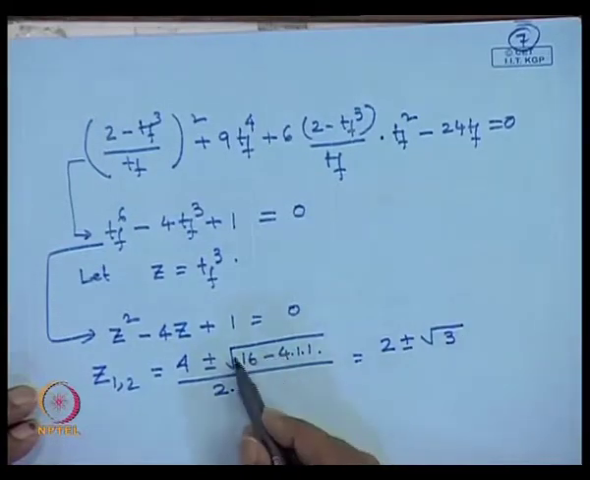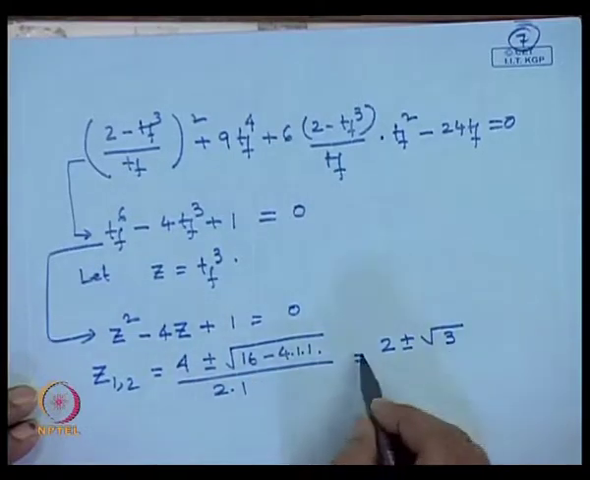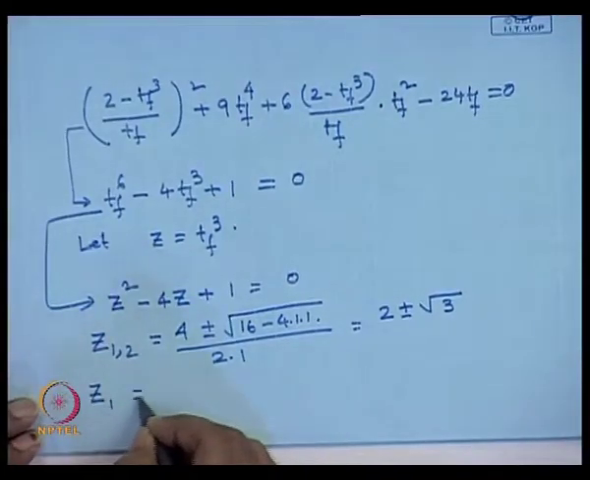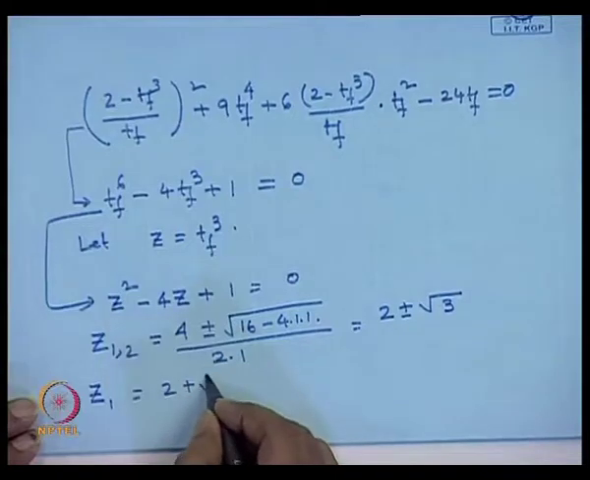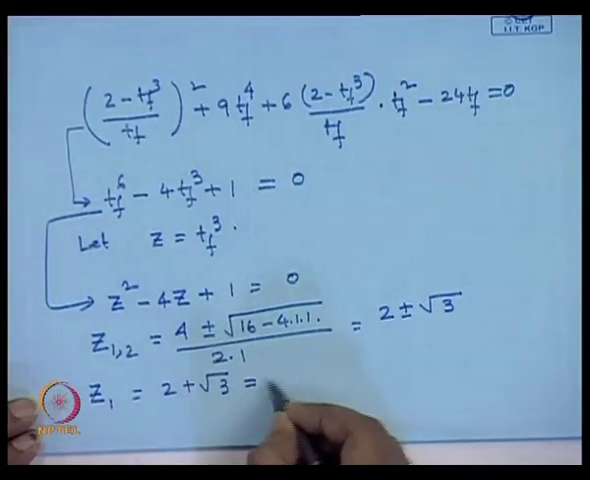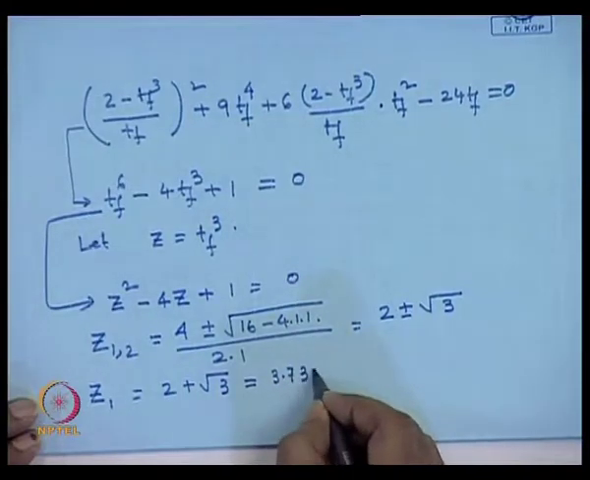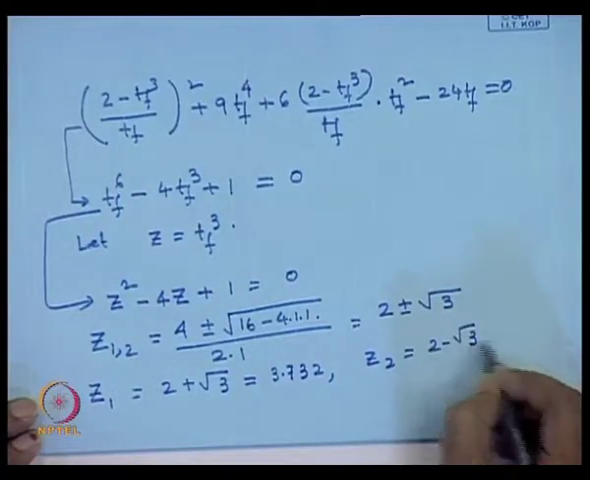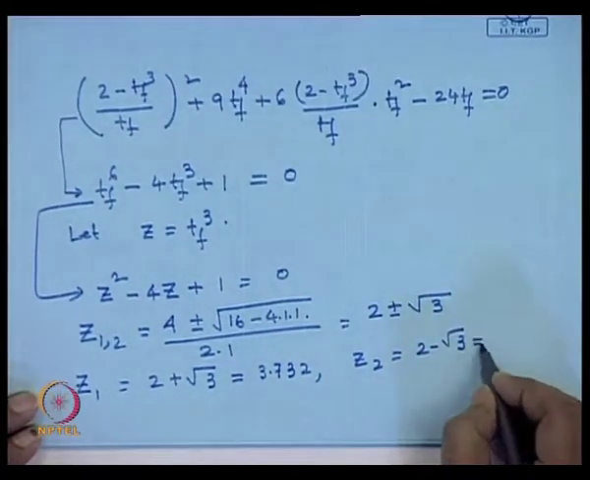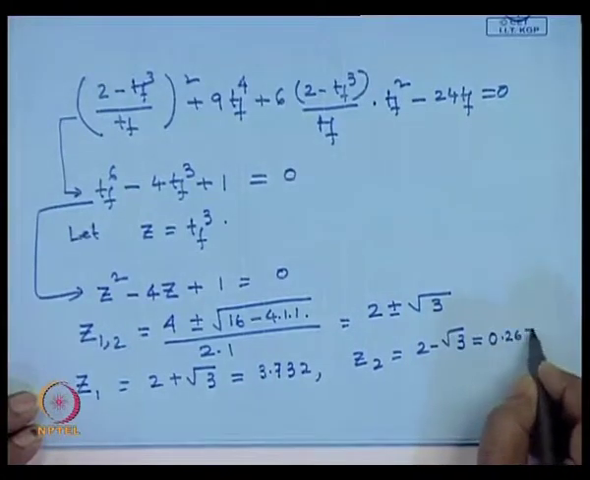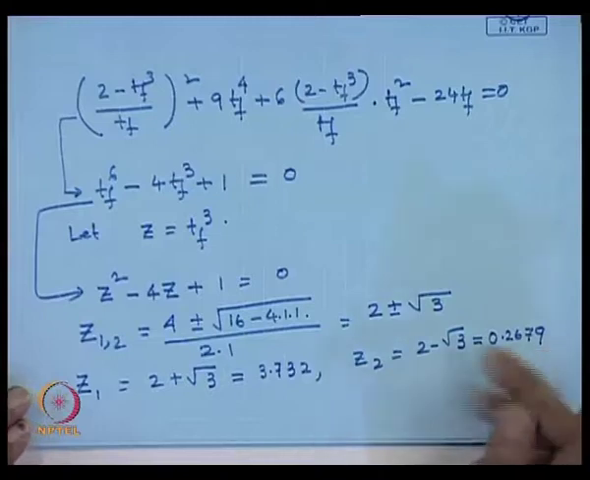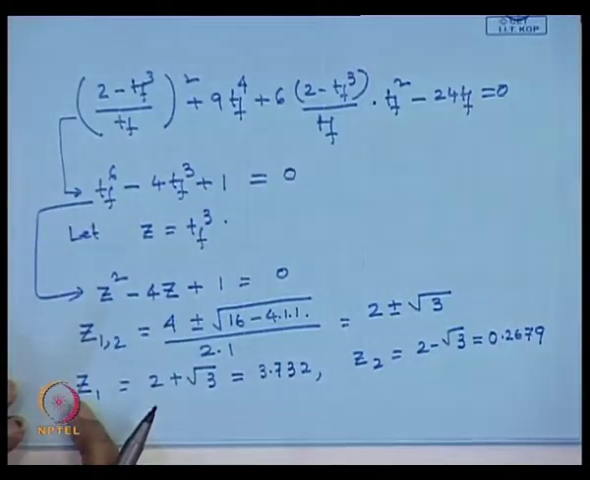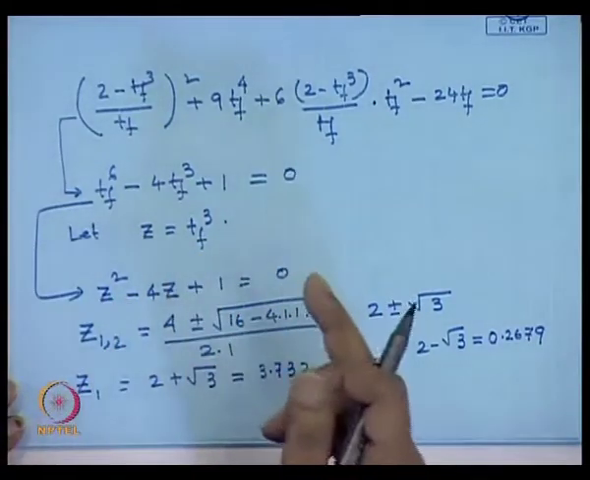So, Z has roots: Z 1 is 2 plus root 3, which value is 3.732, and Z 2 is equal to 2 minus root 3, and that value will be 0.2679. Ultimately I have to get T f. How is T f related? Z 1 is related to T f 1 cube.